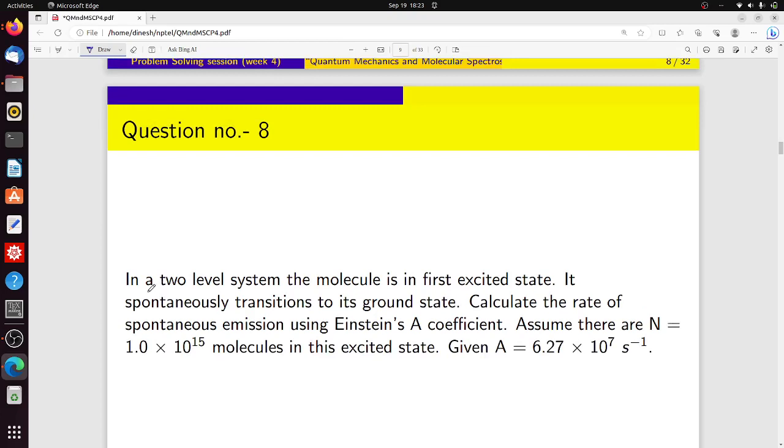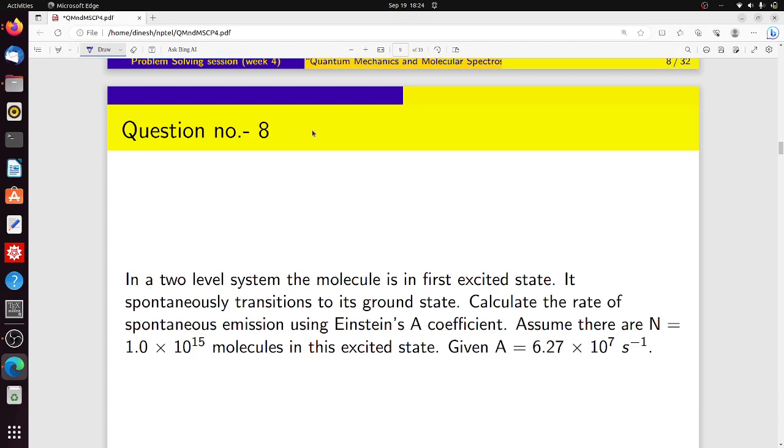Next one is the problem. In a two level system, the molecule is in the first excited state and spontaneously transitions to its ground state. Calculate the rate of spontaneous emission using the Einstein coefficient A, and assume that there are N equal to 10 to the 15 molecules in this excited state, given A.